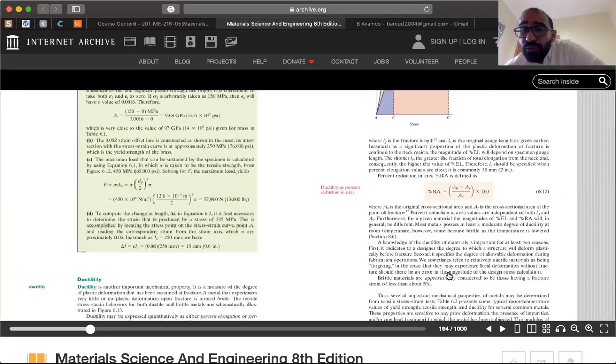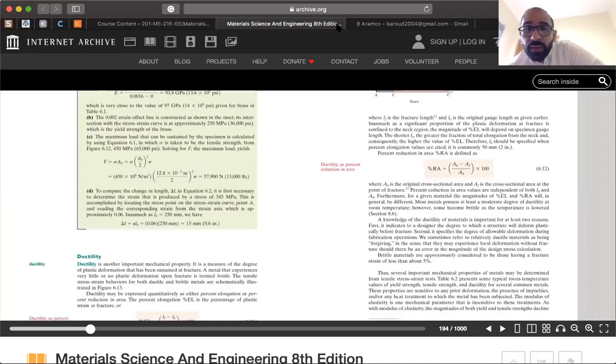Now, most brittle materials will not demonstrate that much plastic deformation. This is why brittle materials will only show up to fracture around 5%, only 5%.